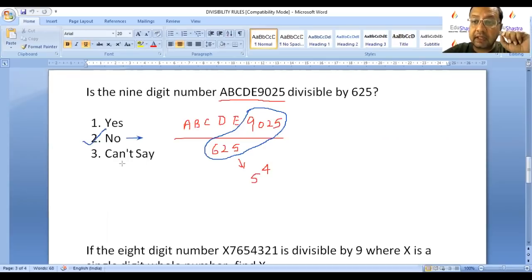So this is the applicability of the rule for a power of 5.